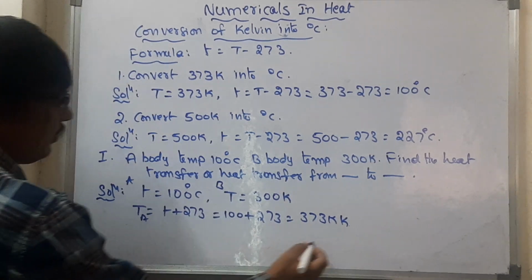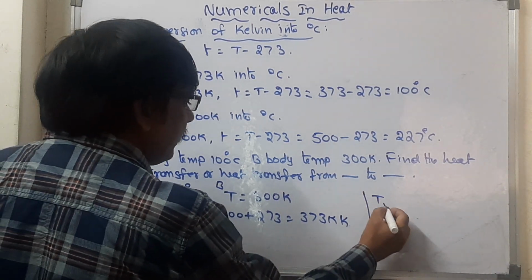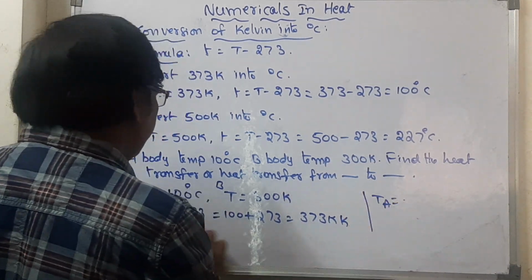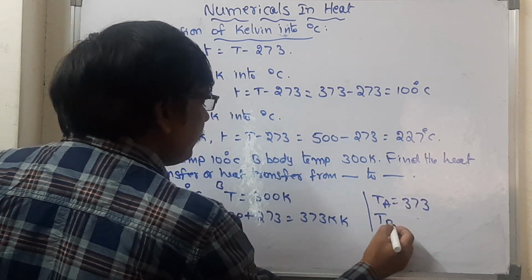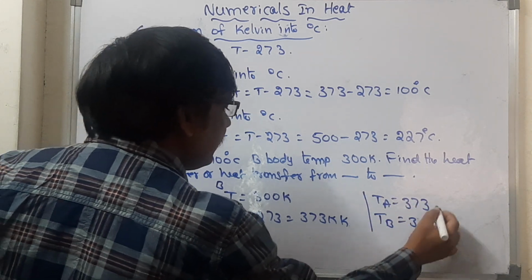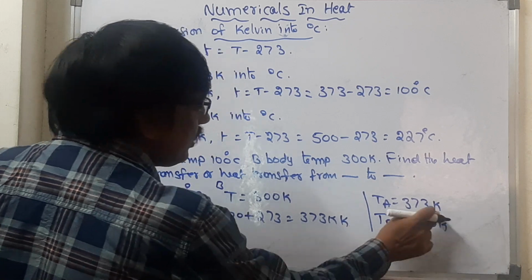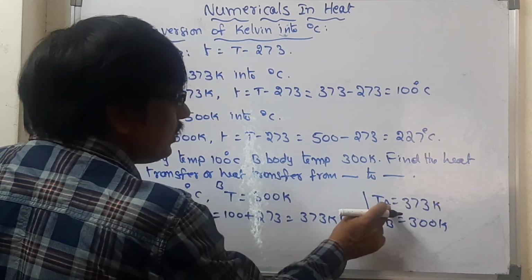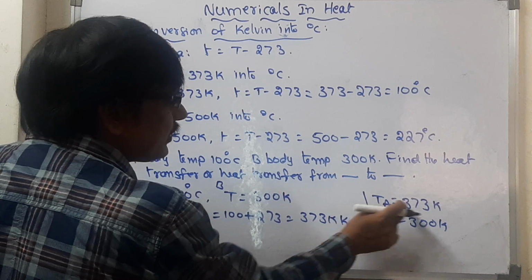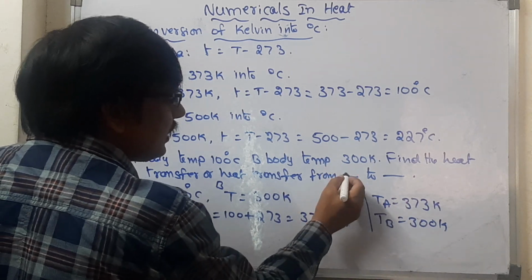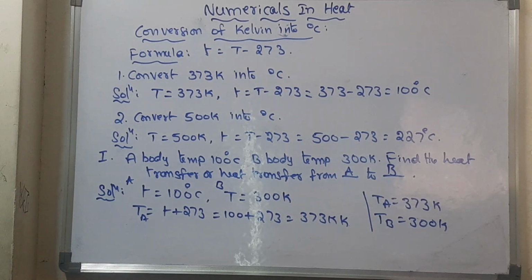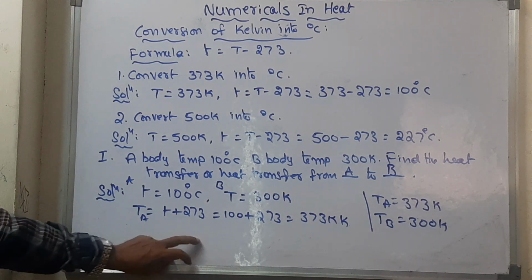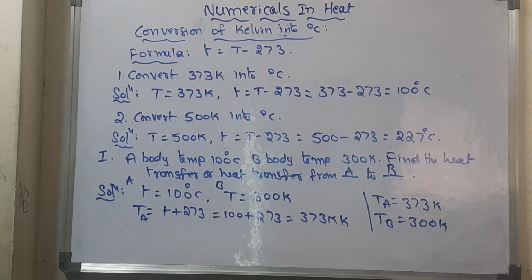Now see the two bodies. T A is equal to 373, and T B is equal to 300 K. So which is more when you compare these two? The A body temperature is more, the B body temperature is less. So the heat will transfer from A to B. Got it? In this way, this is a very important model. Take a screenshot and let's see one more sum also.